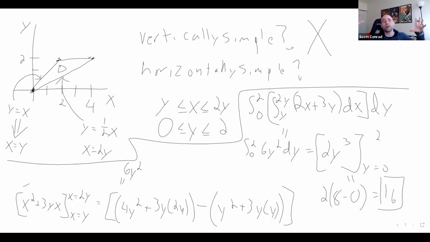So we know how to integrate over rectangles. That's easy. X and y both lie between numbers. You can integrate with respect to whichever one you want to first. But for horizontally or vertically simple regions, which you integrate with respect to first depends on whether you're vertically simple or horizontally simple. And you want to integrate with respect to the variable bounded by functions first, in that case.